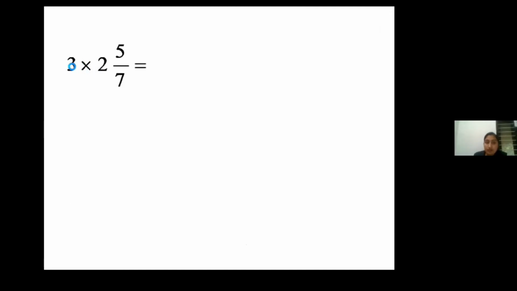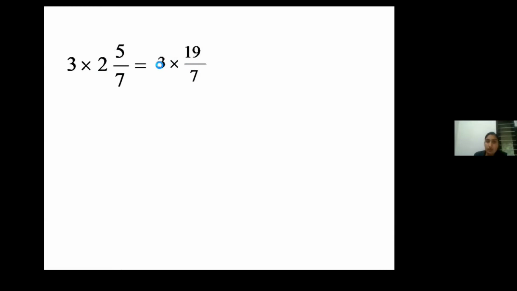So we can rewrite the question 3 into 2 5 by 7. Instead of 2 5 by 7, we can write 19 by 7, after converting the mixed fraction to an improper fraction. Now it is the multiplication of a whole number with a fraction. So you have to multiply the whole number with the numerator of the fraction. Here the whole number is 3, the numerator of the fraction is 19 and the denominator is 7.